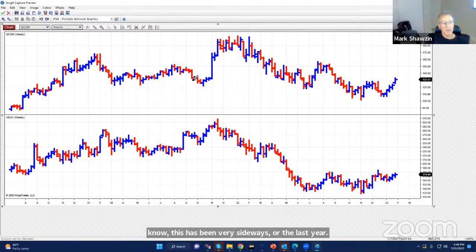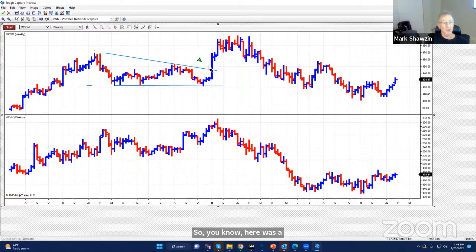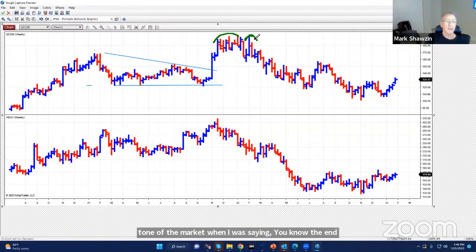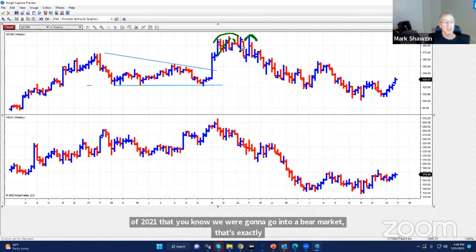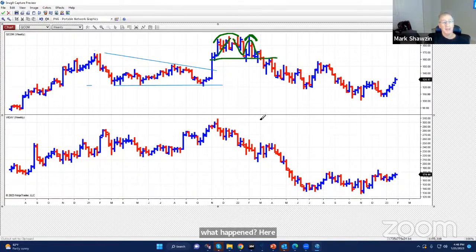And there's always a pattern that precedes a move. So here was a descending wedge that got violated to the upside and broke out and had a nice move that way. And then consistent with the overall tone of the market, when I was saying at the end of 2021 that we were going to go into a bear market, that's exactly what happened here. You had this rounding top, you had this double top, and everything begins with a pattern.